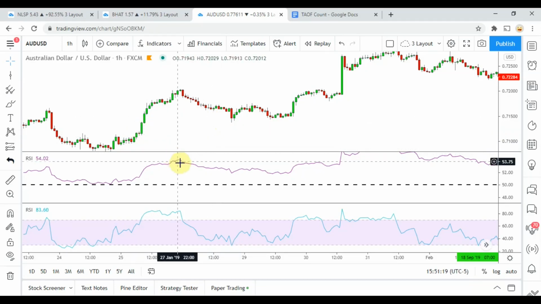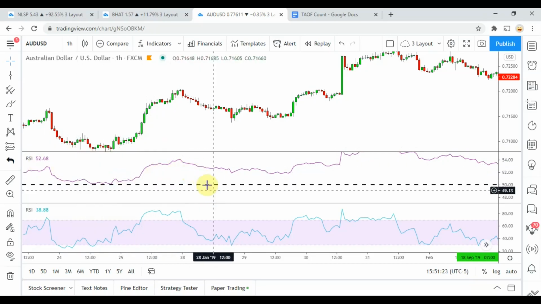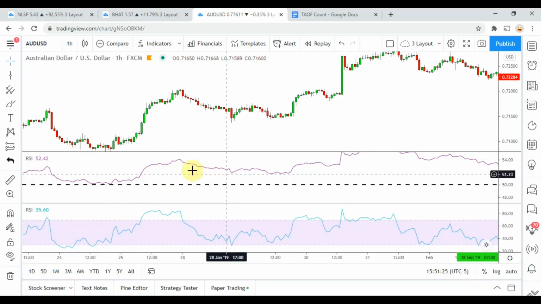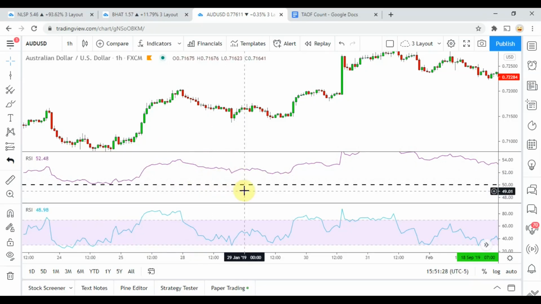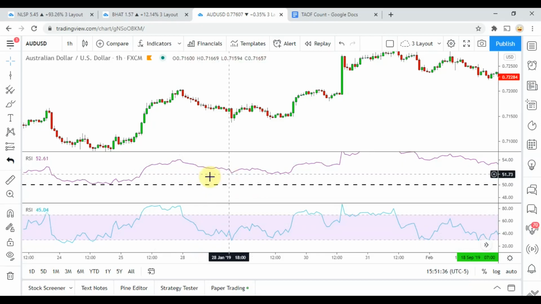Well, the setup is to use the RSI in two different ways. You can see here on the upper part, there's price action, there's an RSI right here, and then there's an RSI right here on the bottom. This one looks more like the traditional RSI than this one.